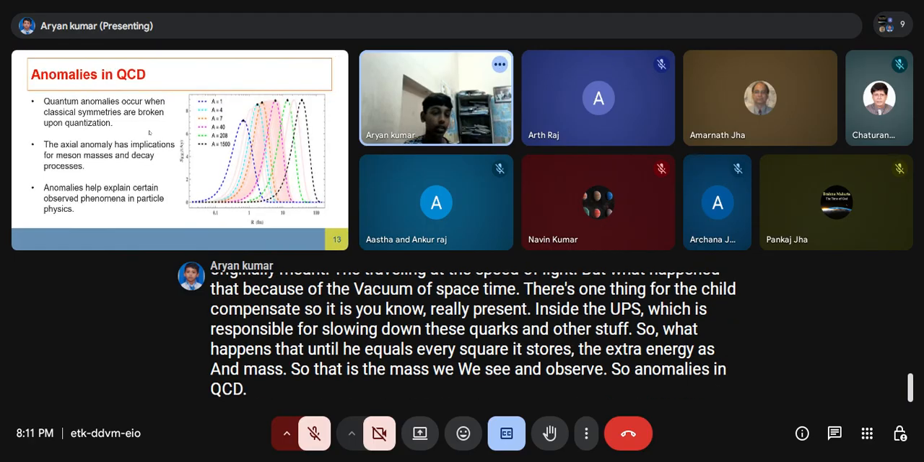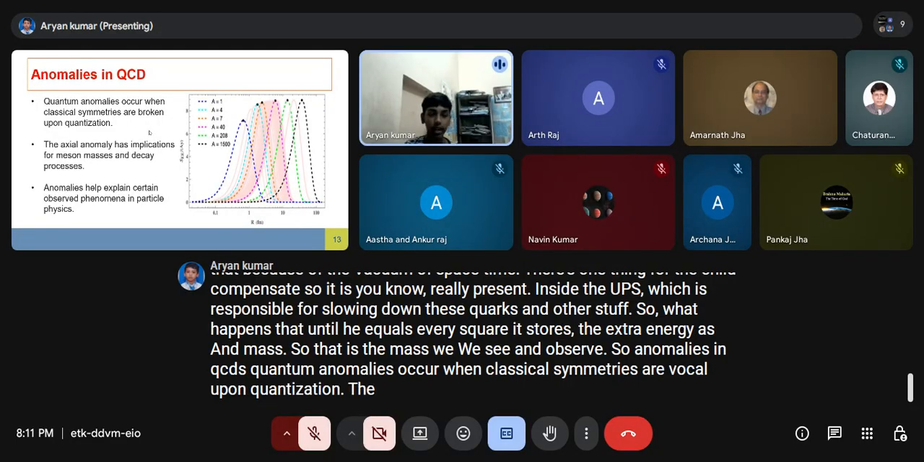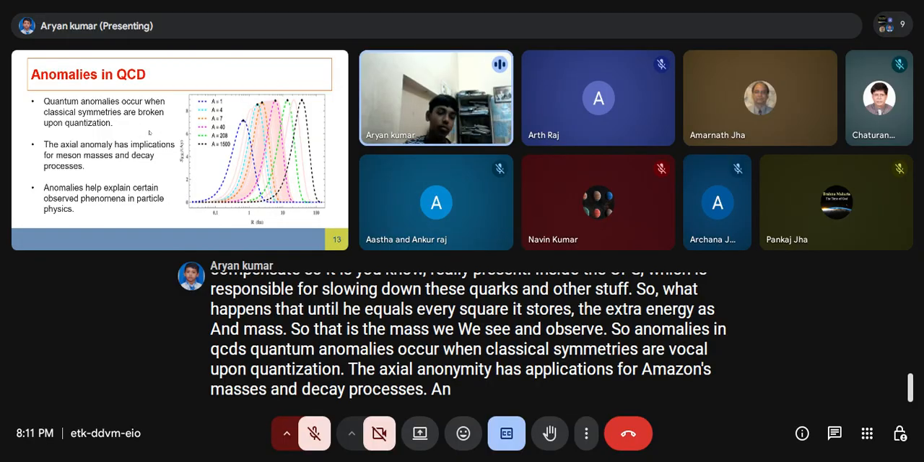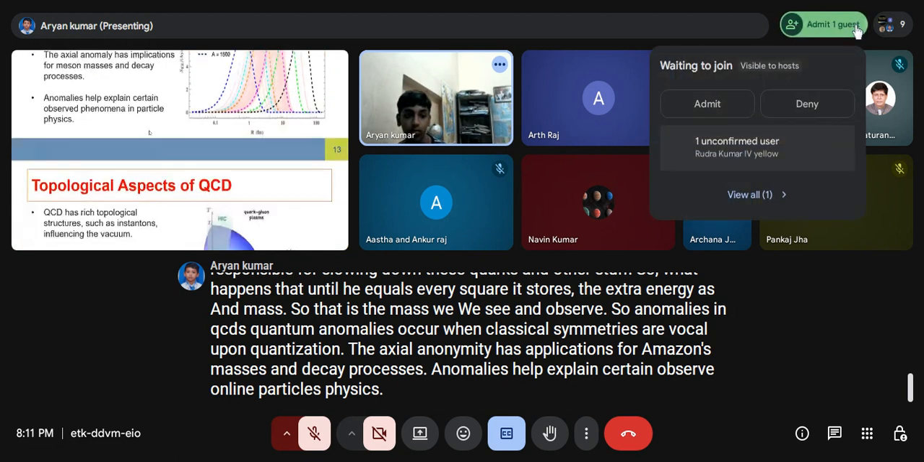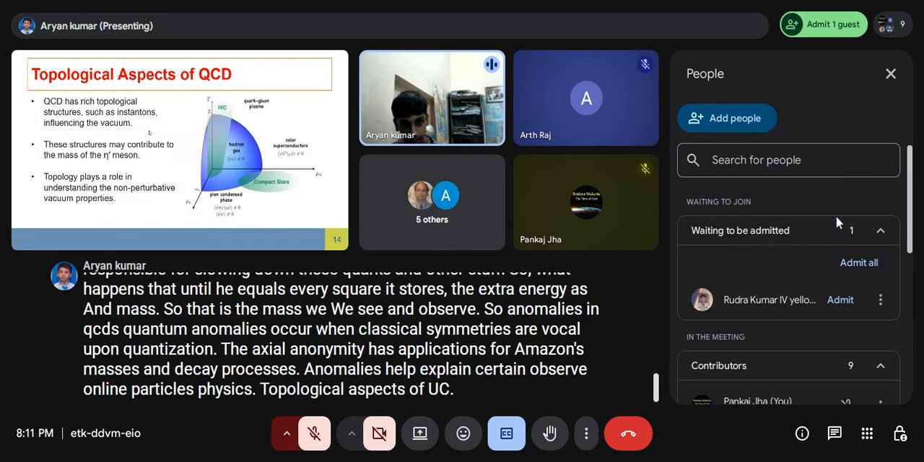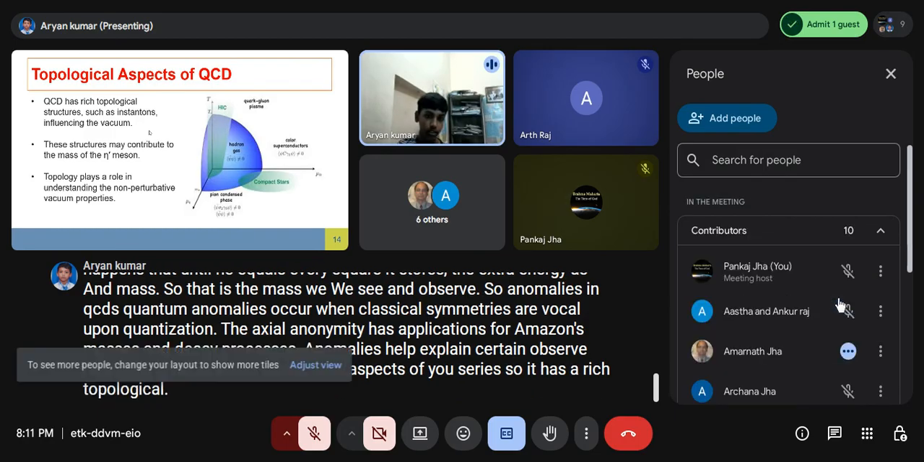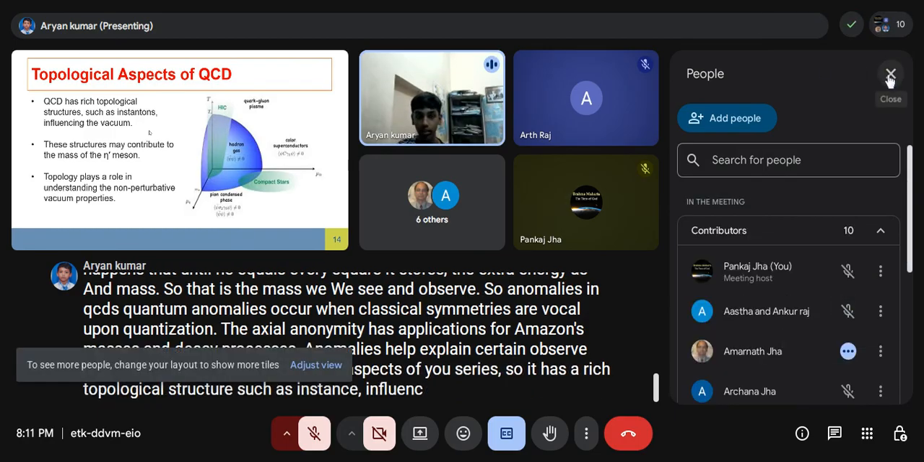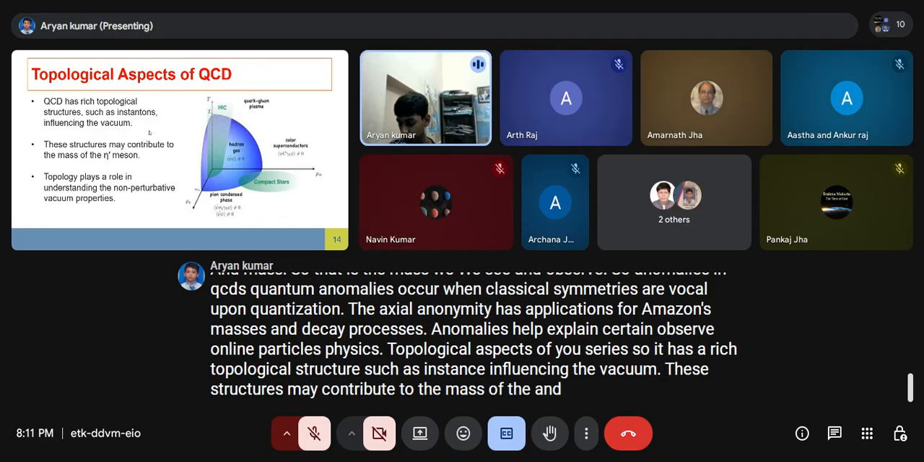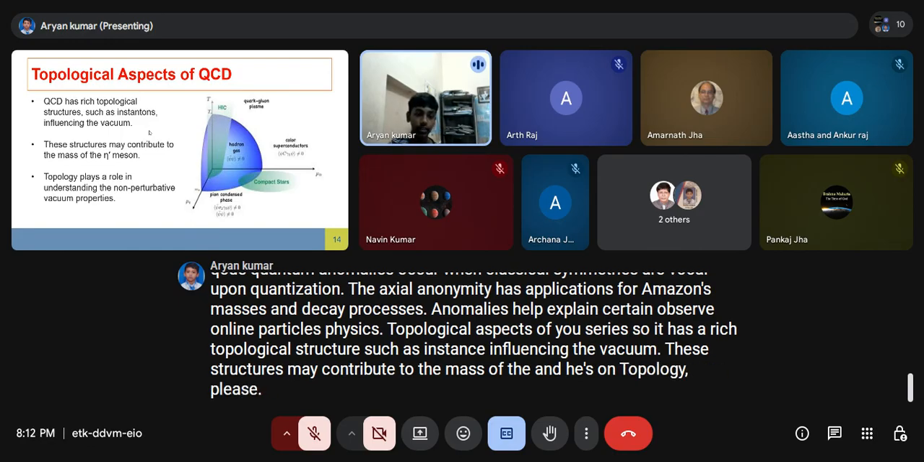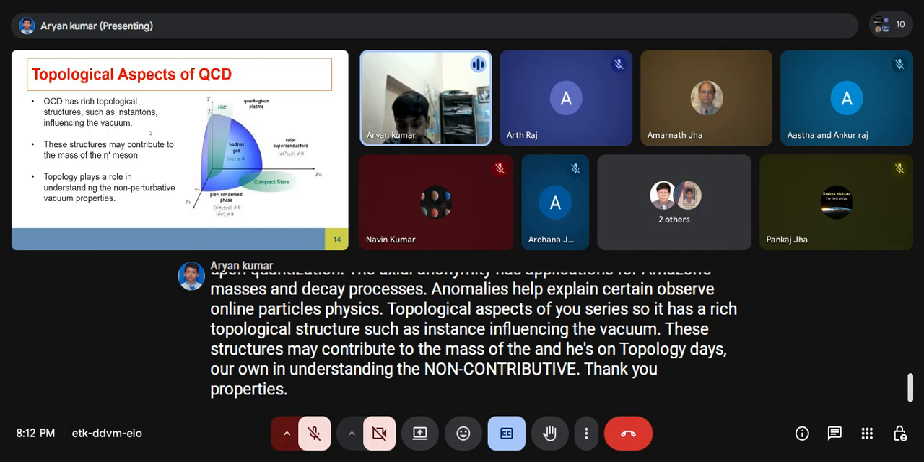Anomalies in QCD. Quantum anomalies occur when classical symmetries are broken upon quantization. The axial anomaly has implications for meson masses and decay processes. Anomalies help explain certain observed phenomena in particle physics. Topological aspects of QCD: it has rich topological structures such as instantons influencing the vacuum. These structures may contribute to the mass of the eta meson. Topology plays a role in understanding the non-perturbative vacuum properties.